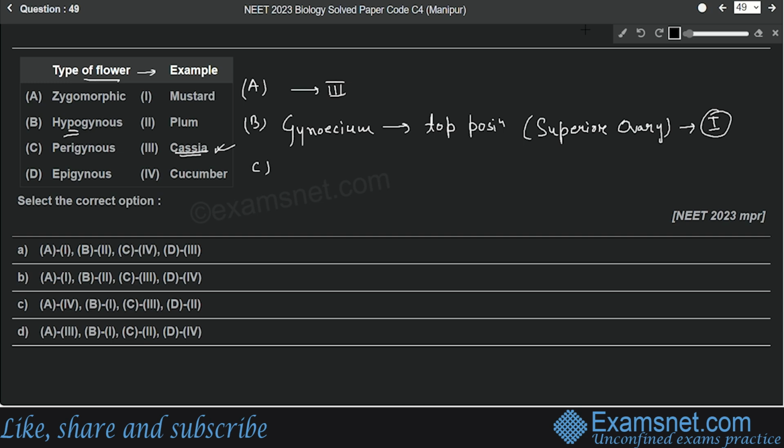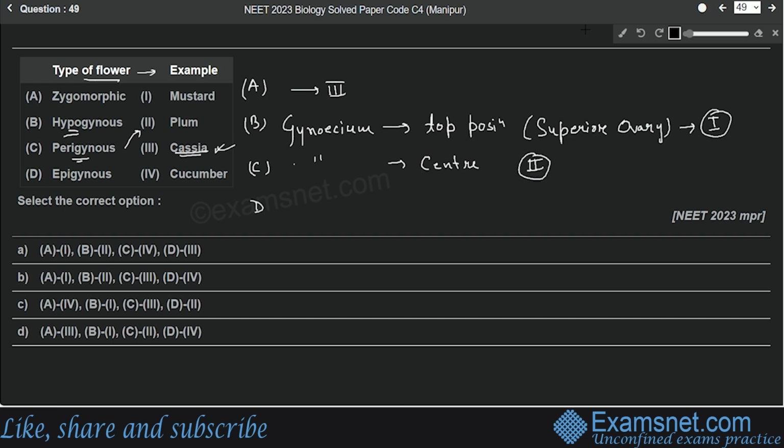Now third one is perigynous. So in case of perigynous, gynoecium is located at the center and the other floral parts are located around the gynoecium. Okay, and the example of perigynous flowers is plum. So the correct match for C will be number 2.